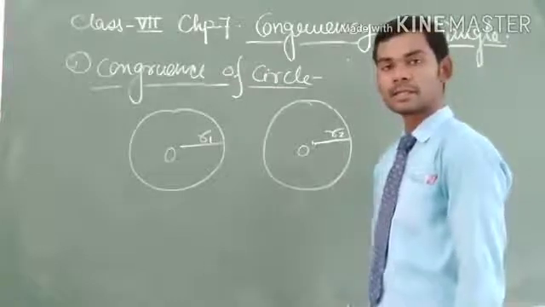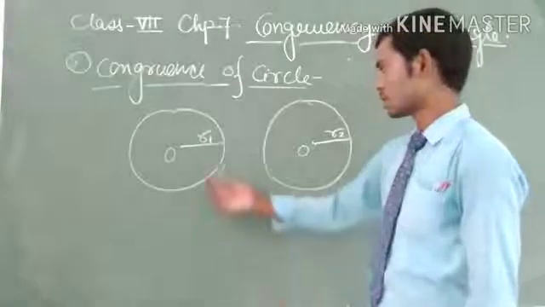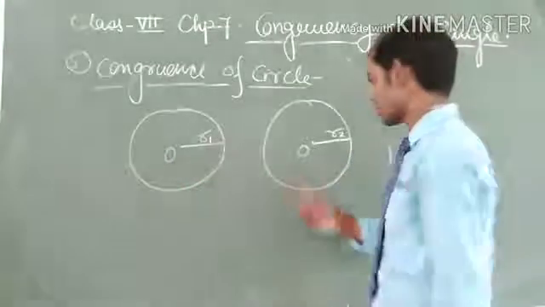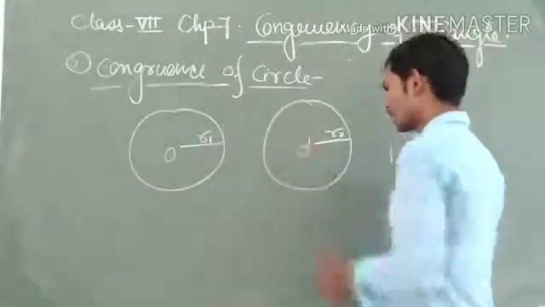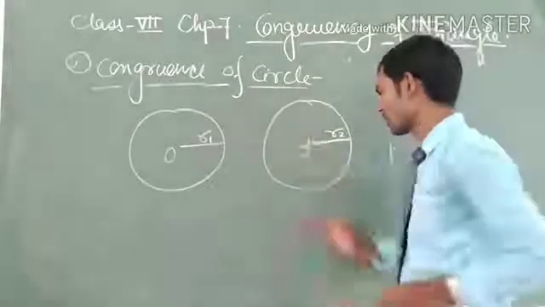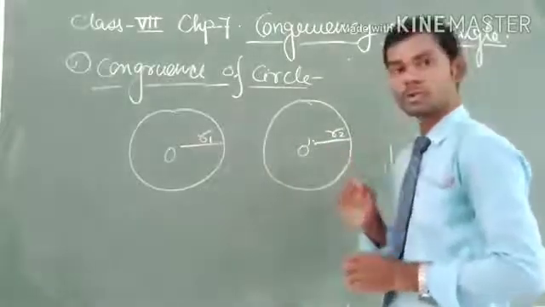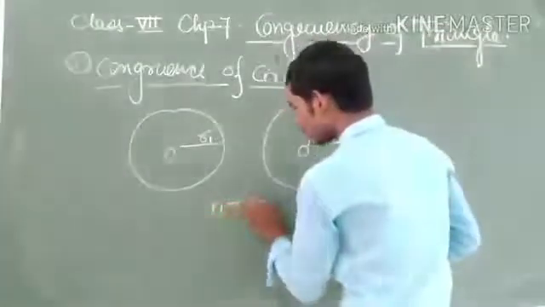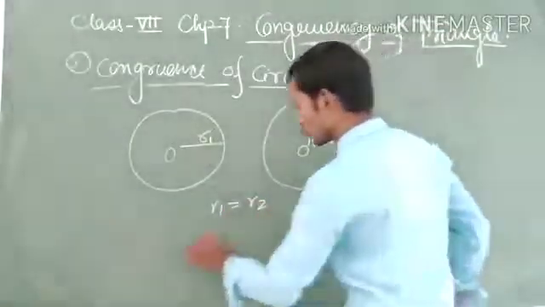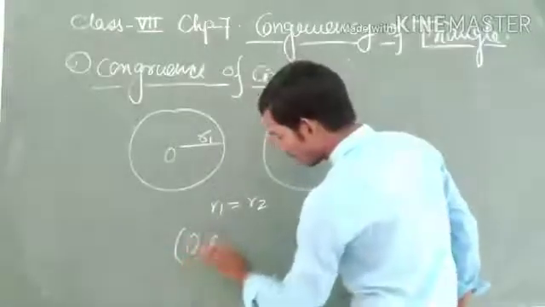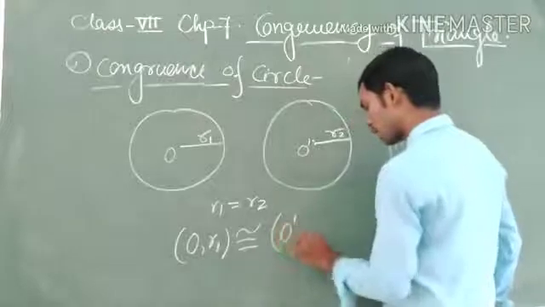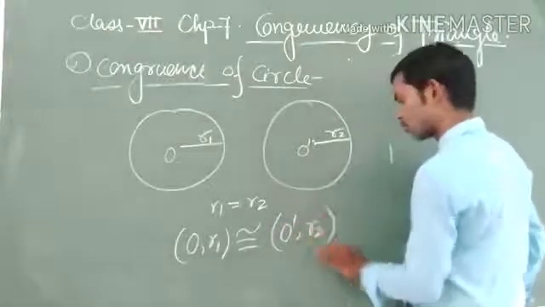Here we can see that there are two circles. In the first circle, the center is O and the radius is R1. In the second circle, the center is O dash and the radius is R2. So here R1 is equal to R2. Therefore, the circle O, R1 is congruent to circle O dash, R2.